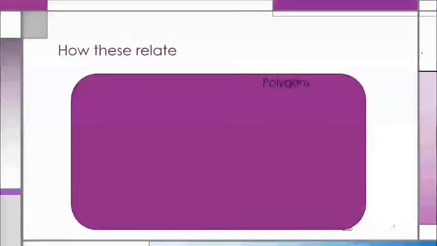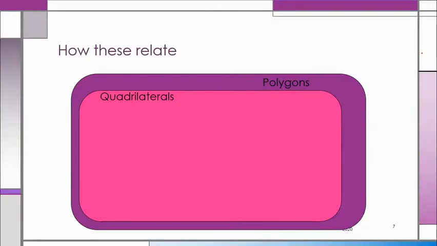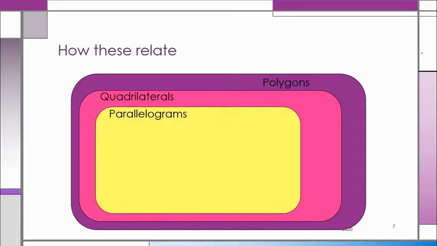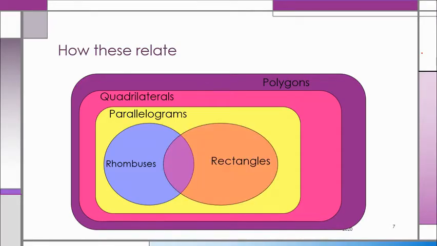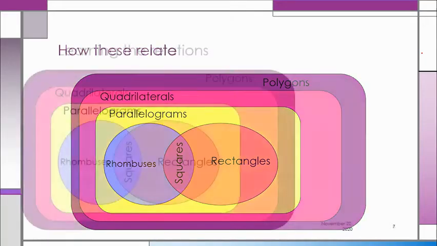How these relate. Okay, so we have our quadrilaterals here. These are four-sided polygons. And in that, we have parallelograms, which means that opposite sides are parallel. Then we have rhombuses, okay, in which all four sides are equal to each other. Then we have the rectangles, which have 90-degree or right angles for their angles. And then combining both of the rhombus properties and the rectangle properties, we have squares.